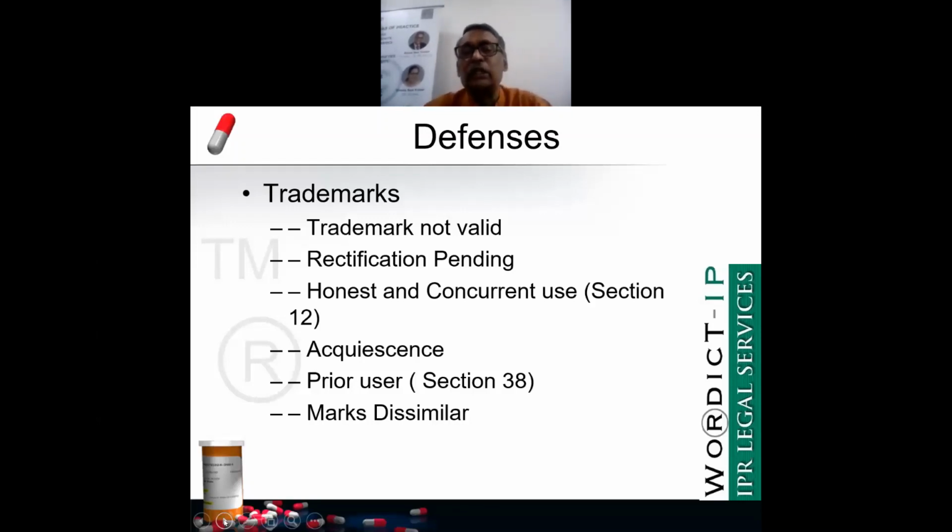But let me tell you, civil courts do not have jurisdiction to look into the question of validity of a mark, because validity of a mark is the jurisdiction of the registry, not the civil court. So suppose someone takes a ground that this mark is not valid, hence the injunction cannot be given, then his argument is not sustainable.